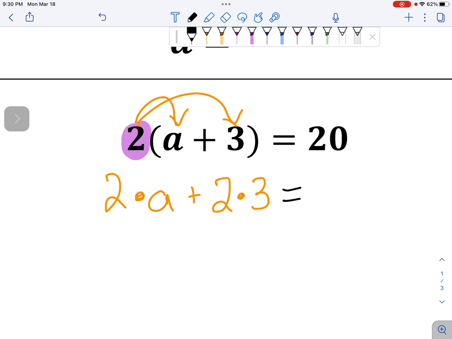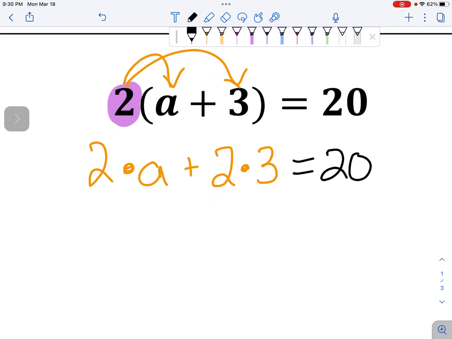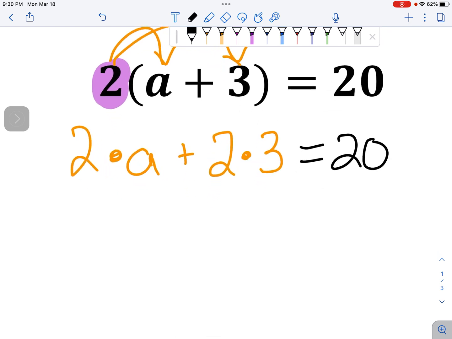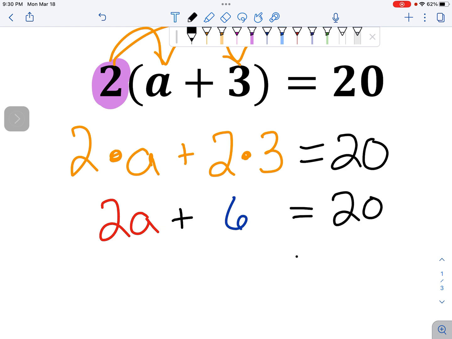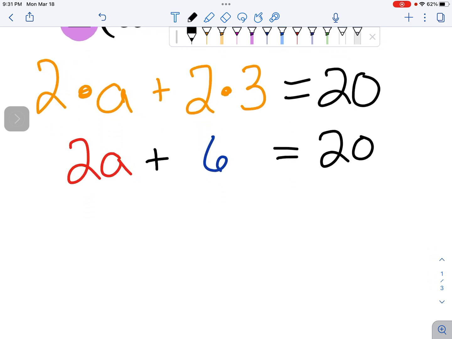On the other side, we're going to keep it equals 20. I don't know what 2 times A is. I can't put that in my calculator, so I'm just going to shove it together. Plus, 2 times 3 I could put in the calculator, but I don't really need to. 2 times 3 is 6, and that still all together equals 20. From here, we can solve these problems.